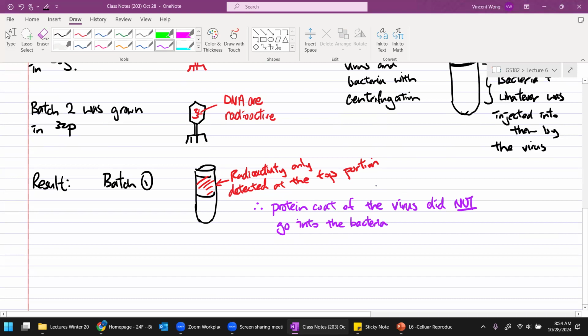You have to understand this part. Do you know why this result would lead to this conclusion? If the protein went into the bacteria, you would have detected the radioactivity at the bottom portion, right? Because the bottom portion is the bacteria plus whatever was injected into it. They did not detect any radioactivity at the bottom, so the protein did not go in. Make sense?